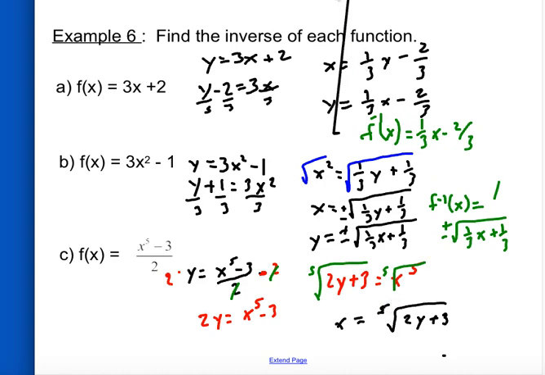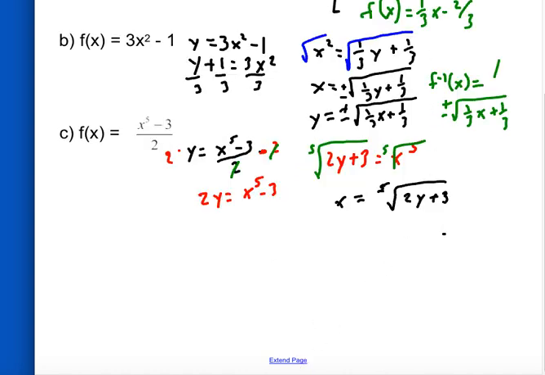All right, so then I'm going to give us a little bit more room here. So then what else we want to do here is finish this up a little bit. So we're going to swap the x and the y. And then after we've swapped the x and the y, we want to go ahead and write it in its final notation, which is the inverse notation.